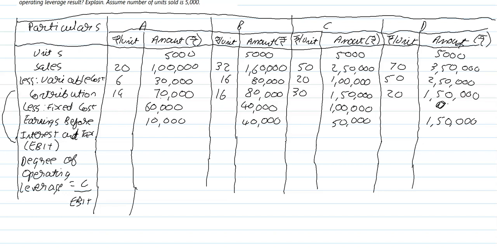So we take 70,000 upon 10,000, we get 7 times here. We have 80,000 upon 40,000, so your answer is 2 times for B. In the case of C, it will end up being 3 times, 1,50,000 upon 50,000, and 1,50,000 upon 1,50,000 gives us 1 time.